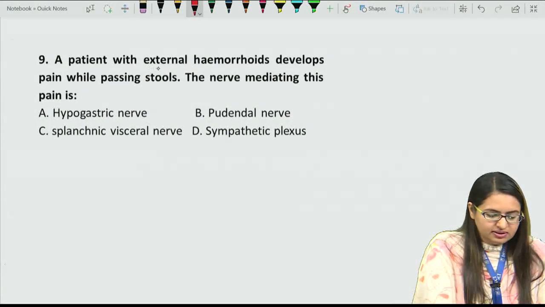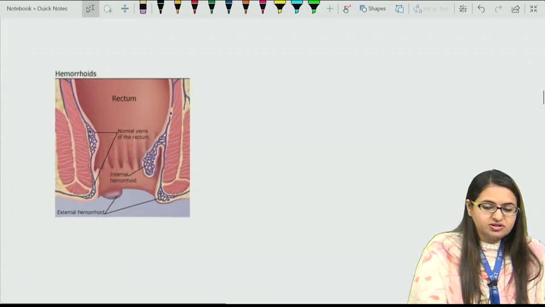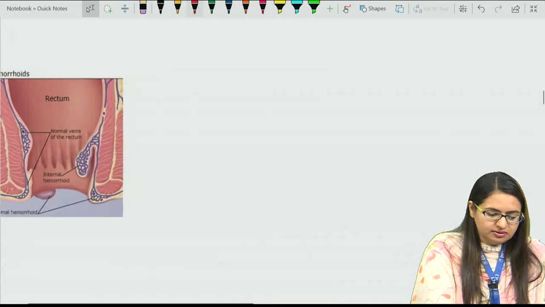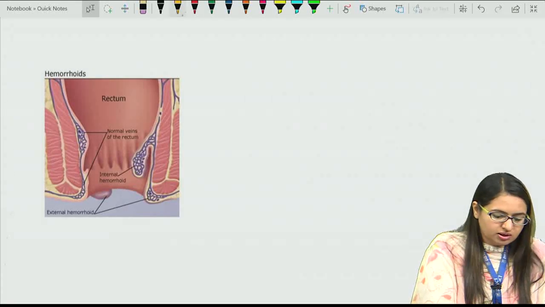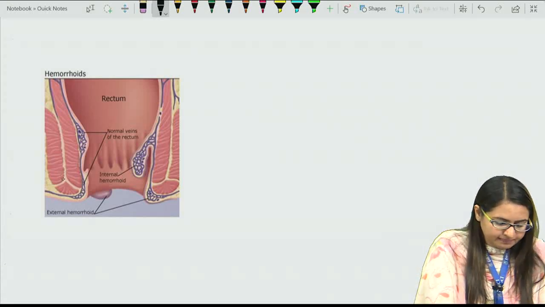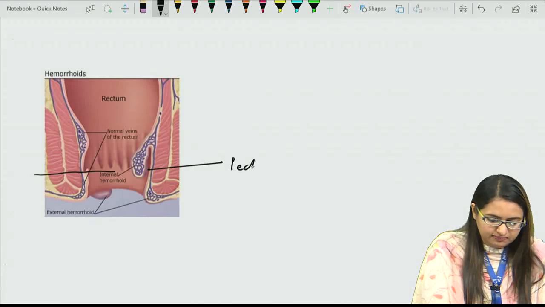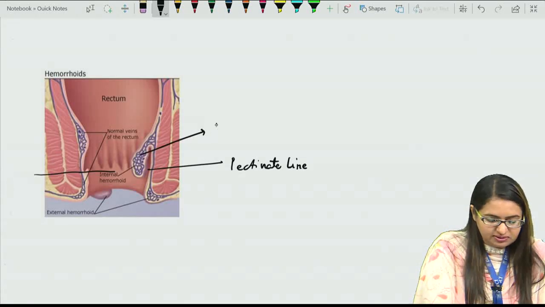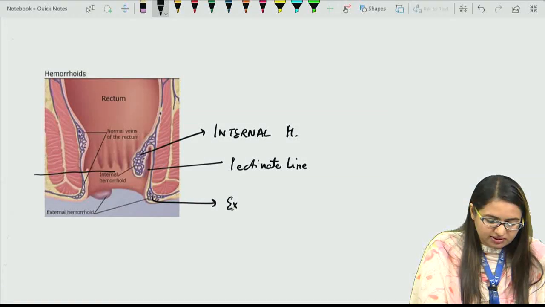This next question is talking about the external hemorrhoids. Now when we talk about hemorrhoids, the hemorrhoids which are present above the pectinate line are termed internal hemorrhoids, and the ones present below the pectinate line are the external hemorrhoids. As we can see in this picture, this point over here is the pectinate line. The hemorrhoids present above this are the internal hemorrhoids, and the ones present below it are the external hemorrhoids.